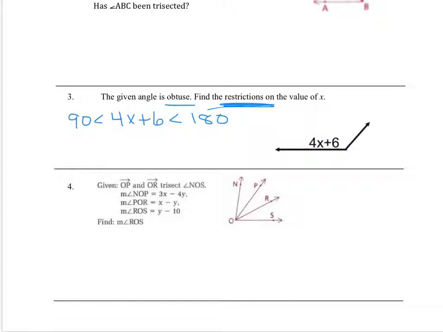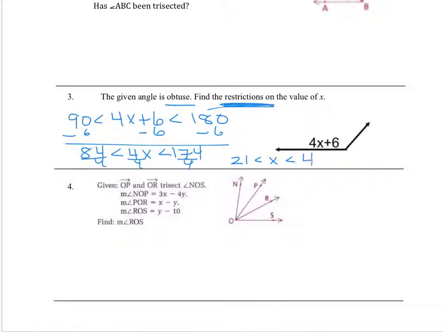And to solve this inequality, remember this is a compound inequality, so we're actually solving two inequalities at the same time. Subtract 6 from everywhere. So we've got 84 is less than 4x is less than 174. And then we can divide everything by 4. So we get that 21 is less than x, which is less than 40, what is that? 60, 43 and a half.